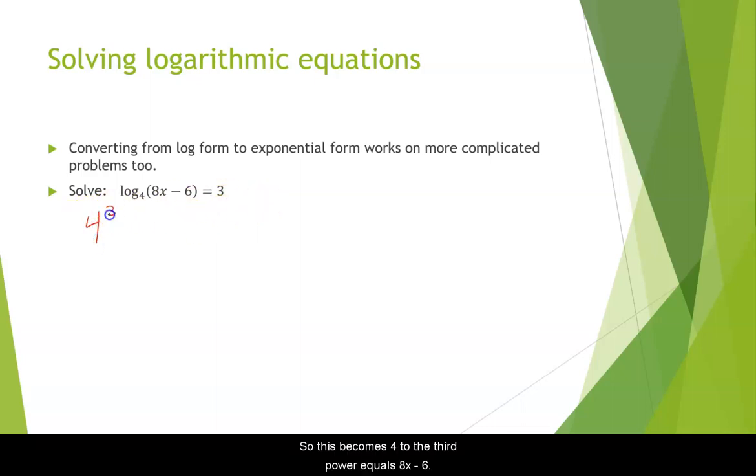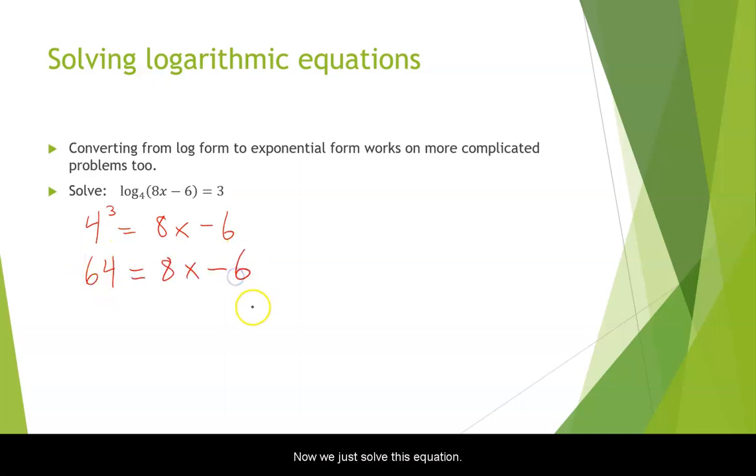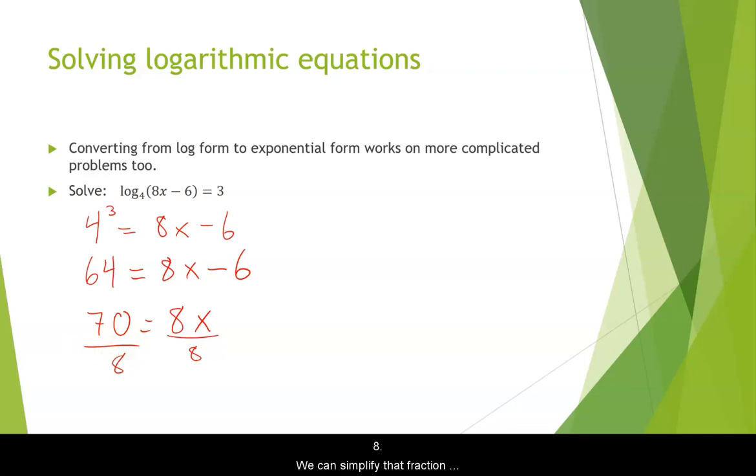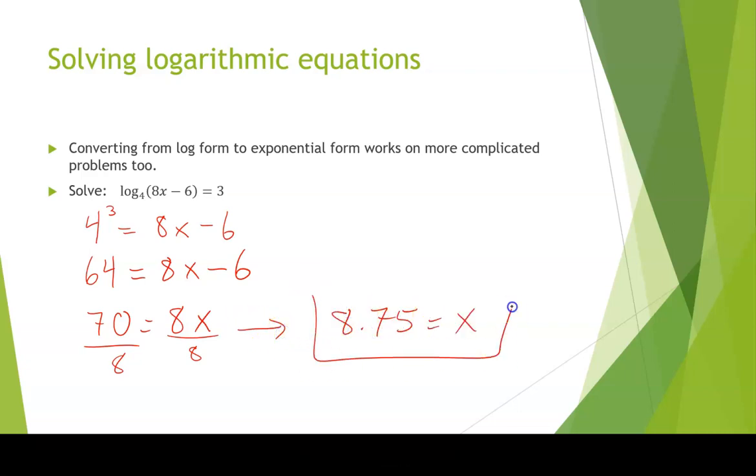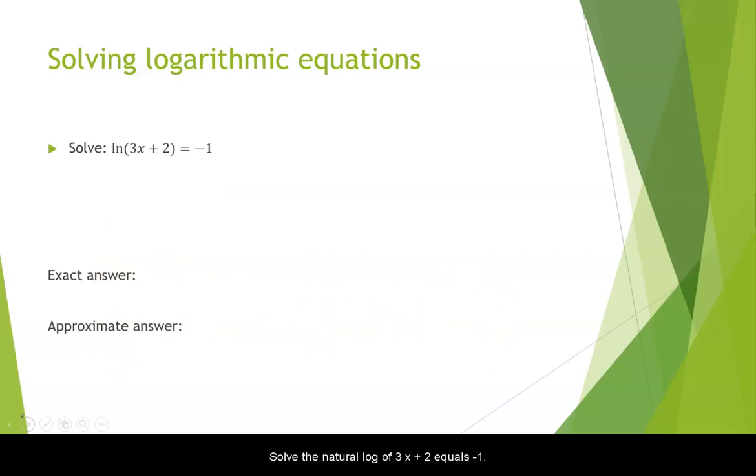So this becomes 4 to the third power equals 8x minus 6. 4 to the third power is 64. And now we just solve this equation. Add 6 on both sides. 70 equals 8x. Divide both sides by 8, and we get 70 divided by 8. We can simplify that fraction, or just write it as a decimal. 8.75 equals x.